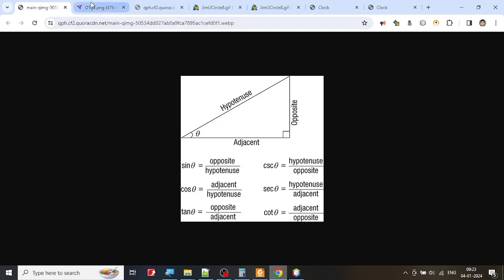And what is this opposite side? Opposite side is nothing but the y value. So you get this y value, and you get this x value by saying cos theta and sine theta. In general, this is because they have taken the radius of the circle as 1.